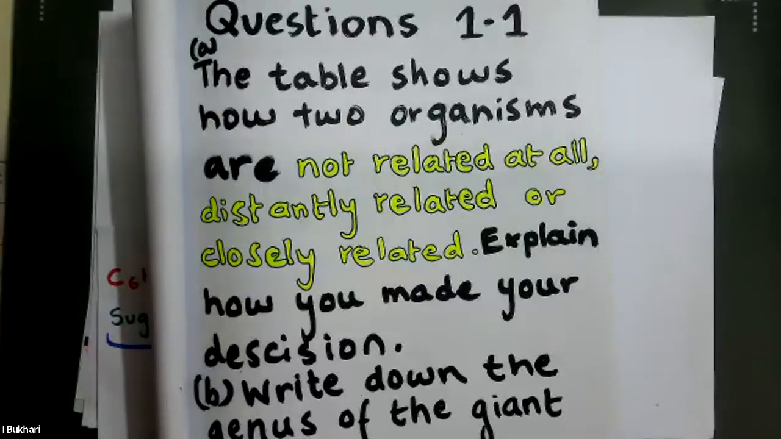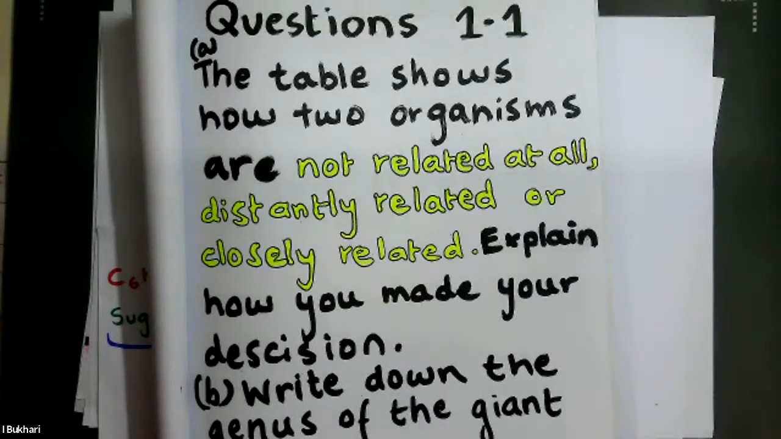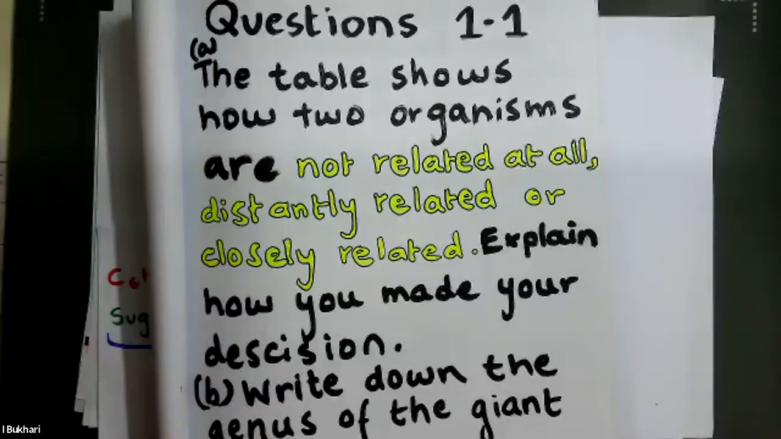So if you guys have the book or the PDF I shared on the group, you can open that. The table shows how two organisms are... Okay, I think I messed up the question, but you guys can use the book or the PDF. So I'm going to read it from the book. The table shows how two organisms, a monarch butterfly and a giant pangolin, are classified. Use the information in the table to suggest whether these two organisms are not related at all, distantly related, or closely related. Explain how you made your decision.